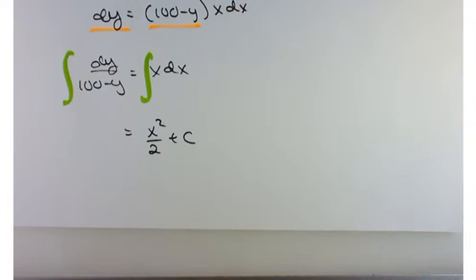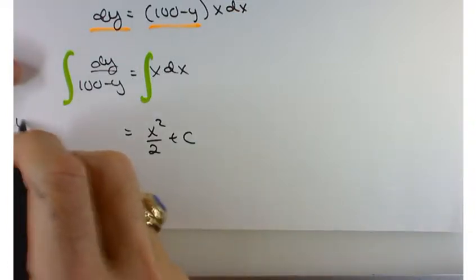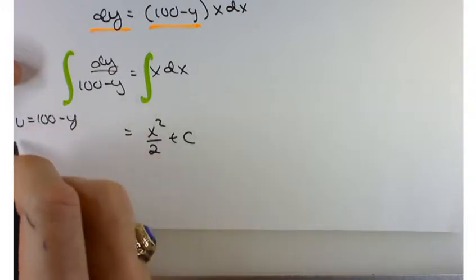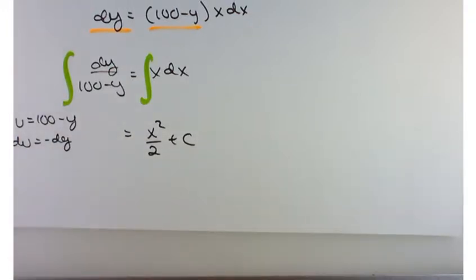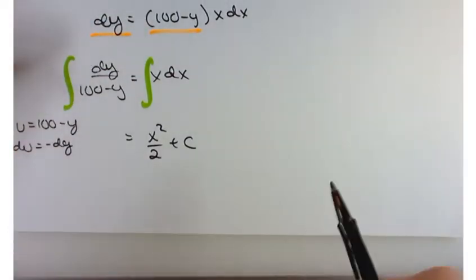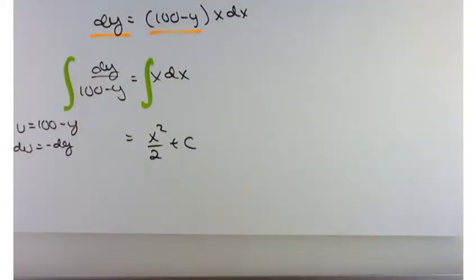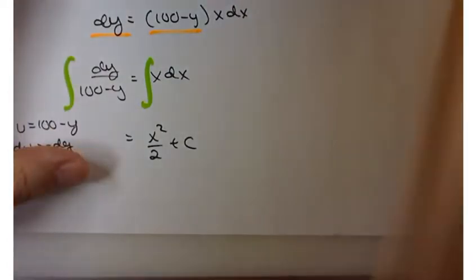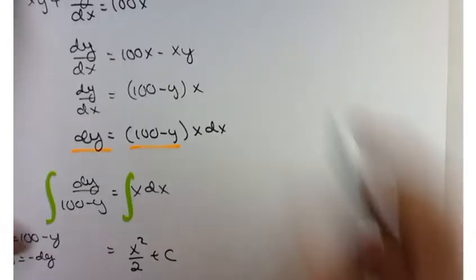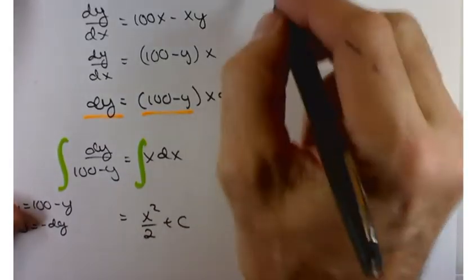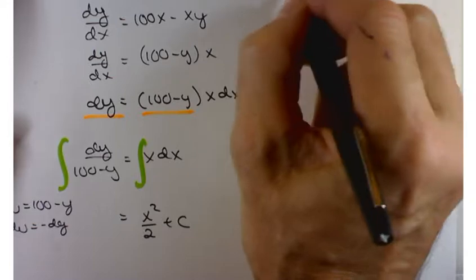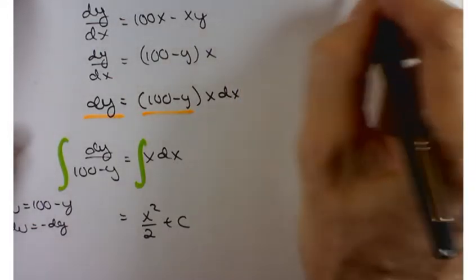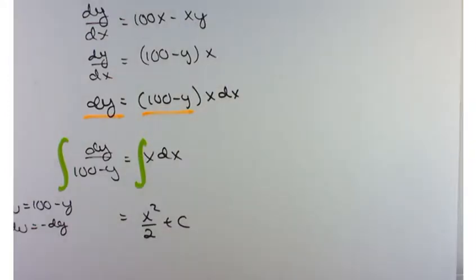Yeah. Do a little u substitution. u equals 100 minus y. So du is going to be a minus dy. And we can make our little u substitution from there. So I'm going to bring this back up a little bit on the page so I can keep writing on this page. So this integral is going to become the integral of negative du over u equals x squared over 2 plus constant.